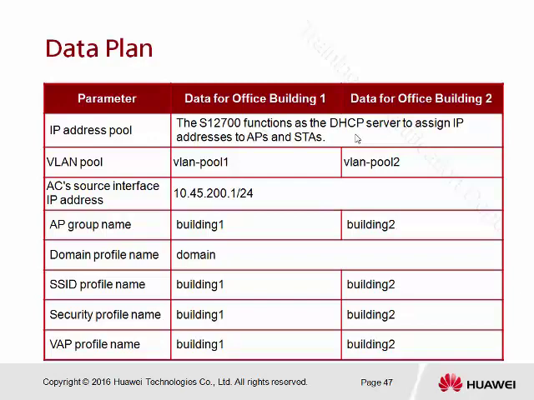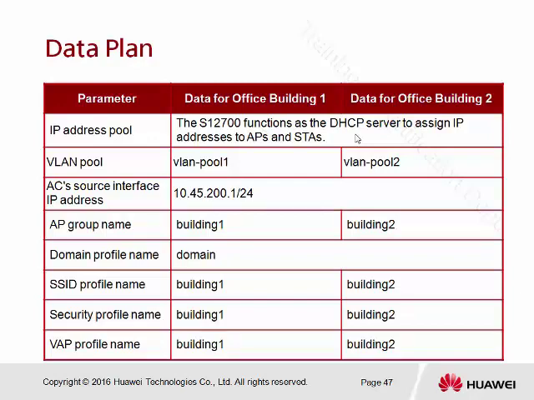Then follow up is the AC source interface IP address. So as I mentioned earlier on, the AC is going to use VLAN 200 as its management VLAN. So you need to decide which VLAN will be used by the AC later on and what is the IP address.